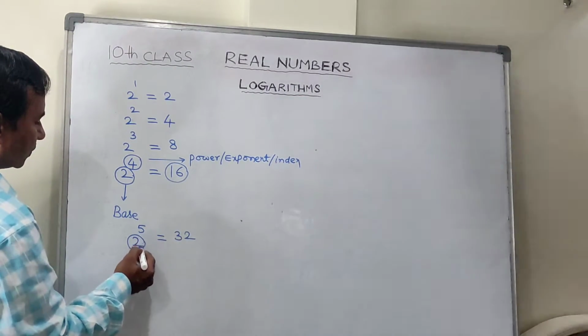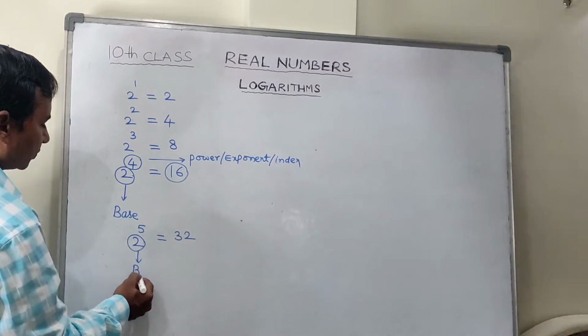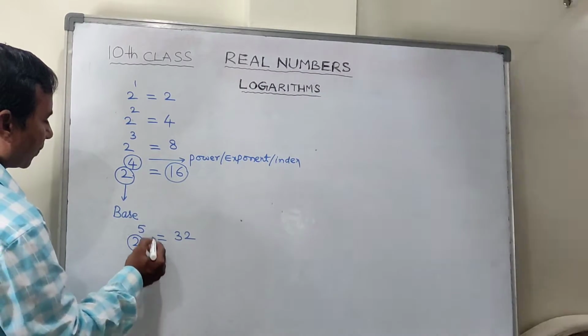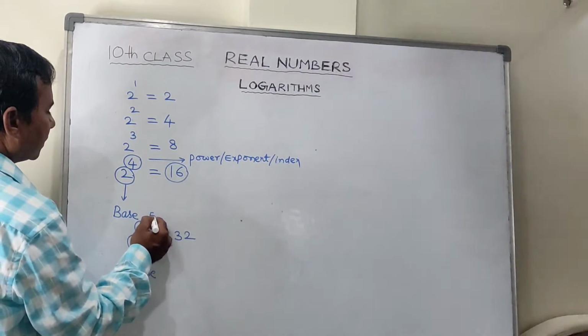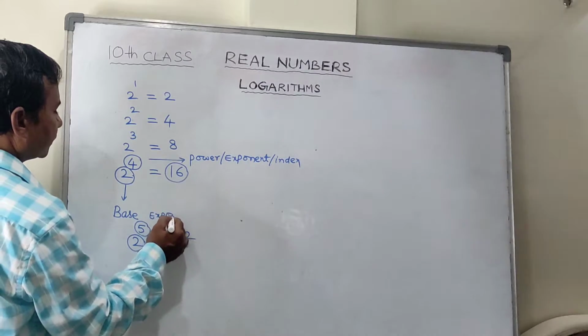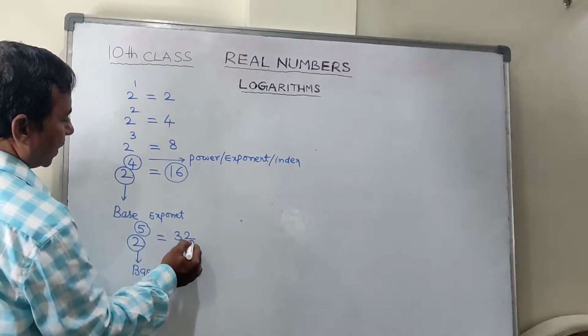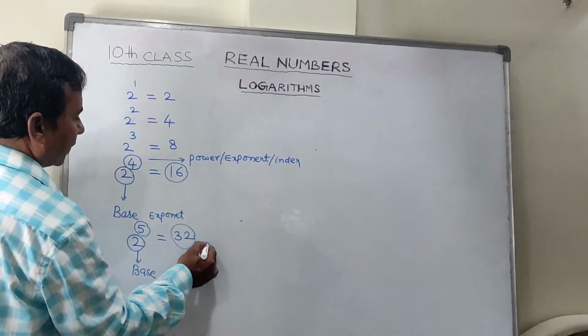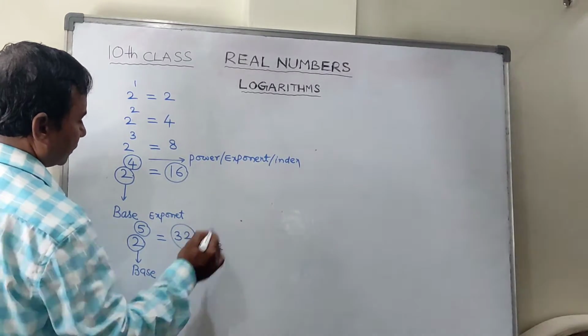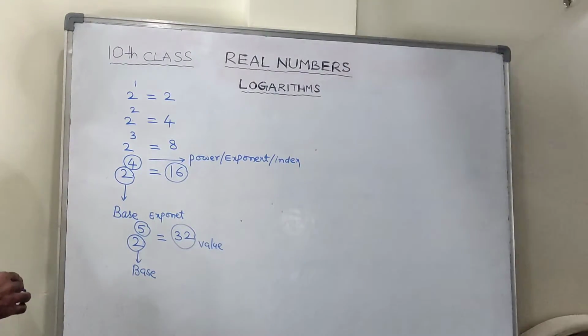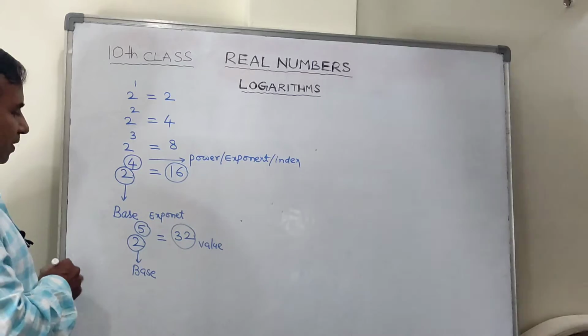In this, 2 we call the base, 5 is the exponent, and this is the value equal to the given exponent. So, these are the things.